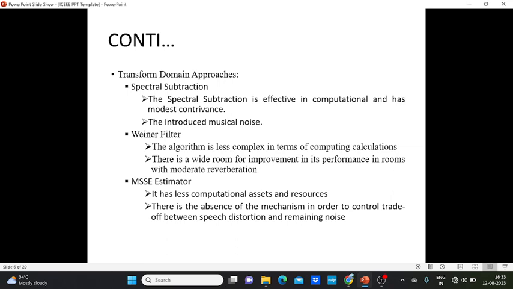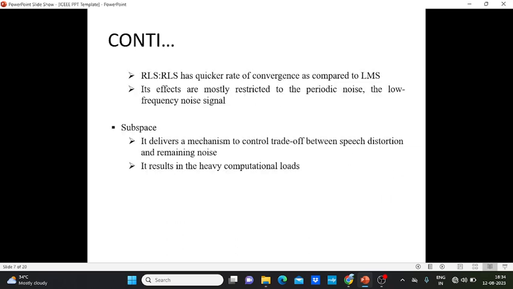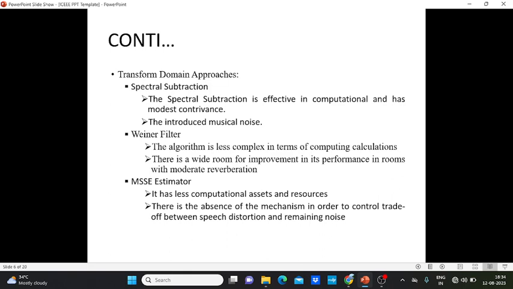Minimum mean square error estimation has fewer computational assets and resources. There is an absence of a mechanism to control the trade-off between speech distortion and remaining noise. So that is the drawback, but the computational assets and resources required are very few. Least squares has a quicker convergence rate compared to the previous LMS.